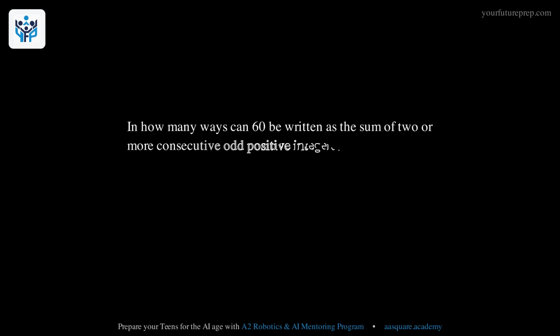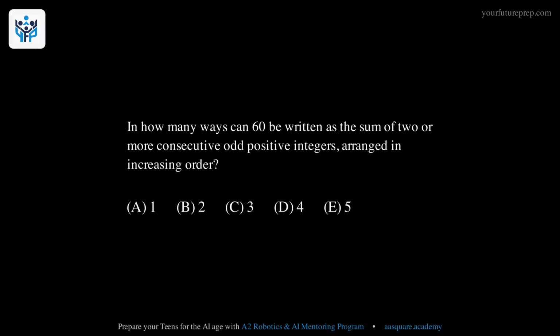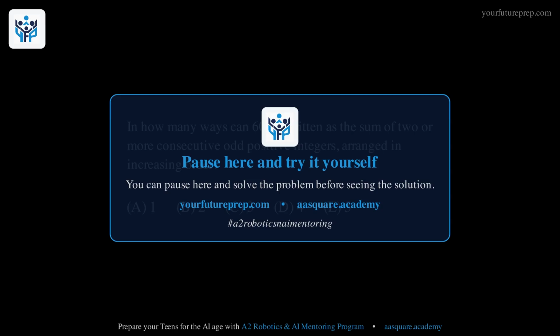In how many ways can 60 be written as the sum of two or more consecutive odd positive integers, arranged in increasing order? You can pause here and solve the problem before seeing the solution.